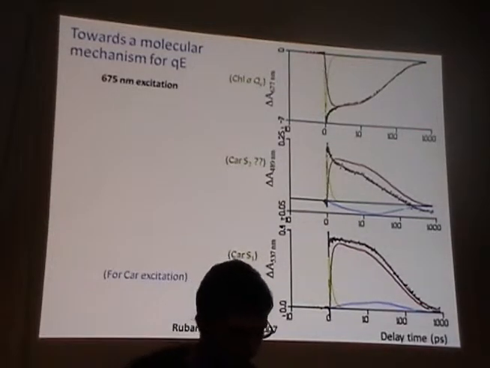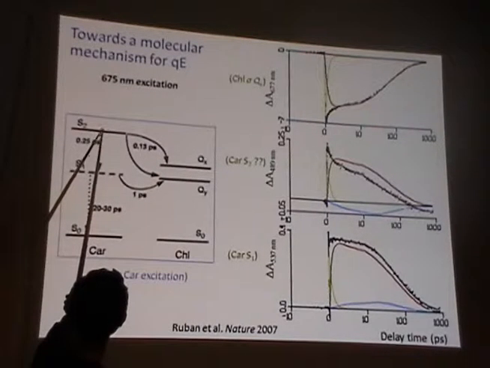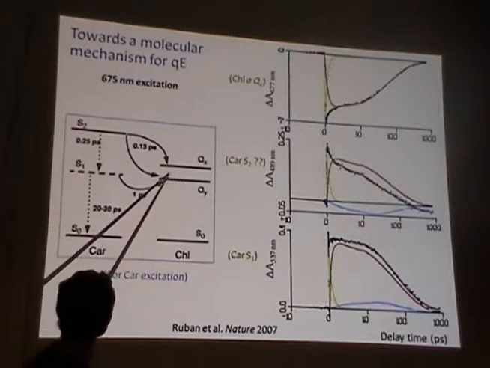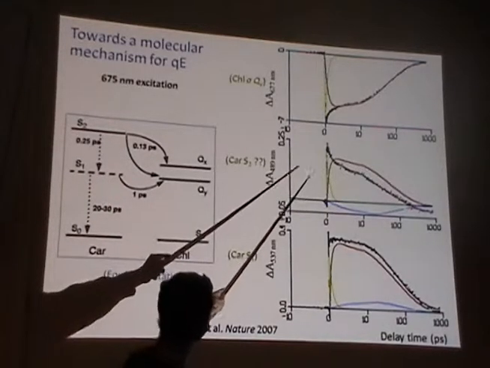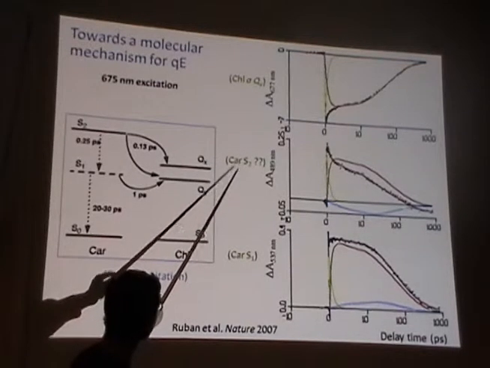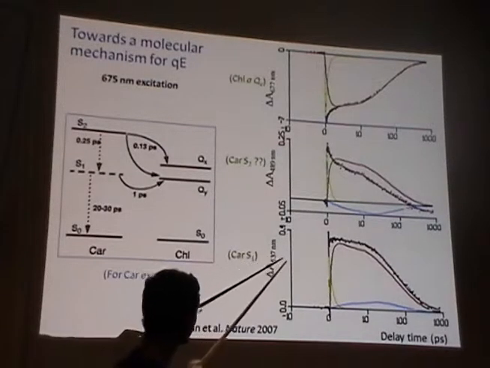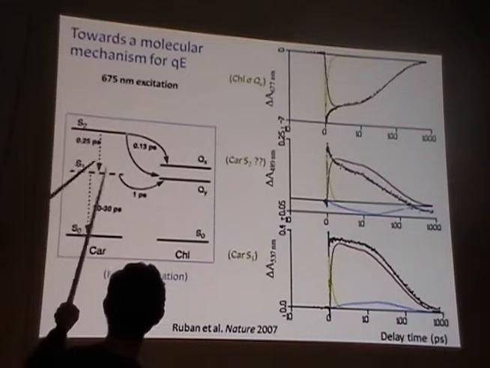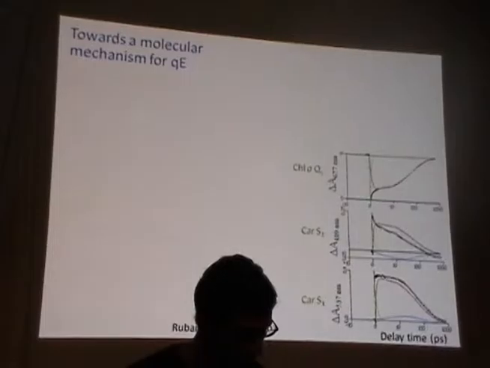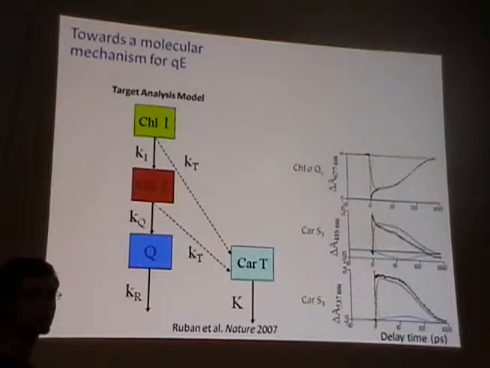But then we simultaneously also saw a population in this region, which is reminiscent of carotenoid S2. But is it possible? Because if you are exciting chlorophyll, carotenoid S2 has an energy that's much higher than Qy. Is it possible that they can be in both forms? What does this signal relate to? I'll come back to that. And then, corresponding to this, there was also a carotenoid S1 signal, so excited state absorption in this region. So it means that carotenoid was populated.